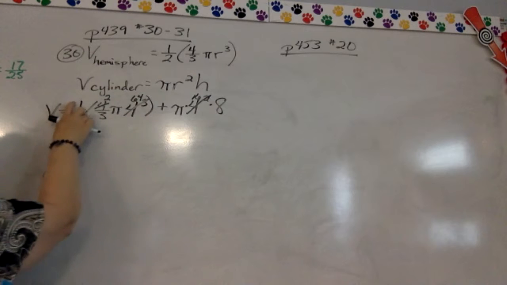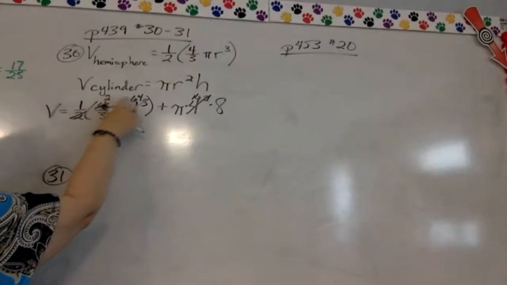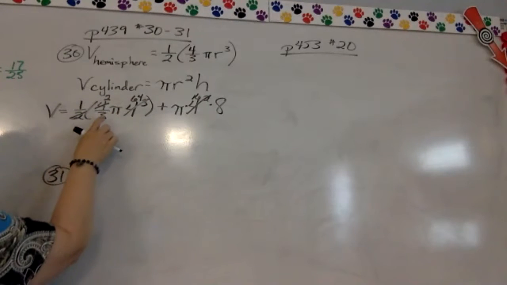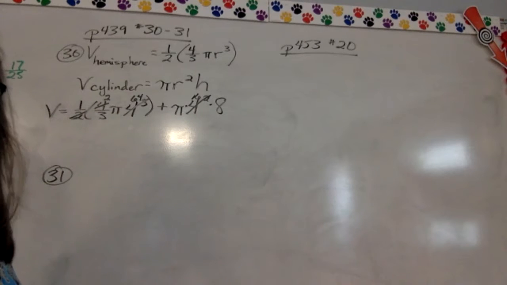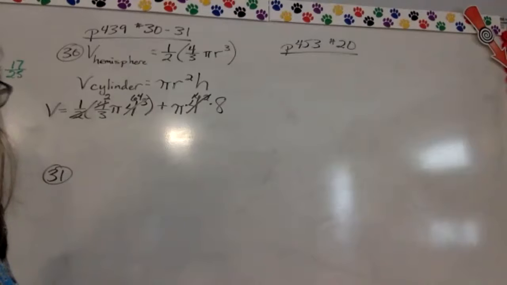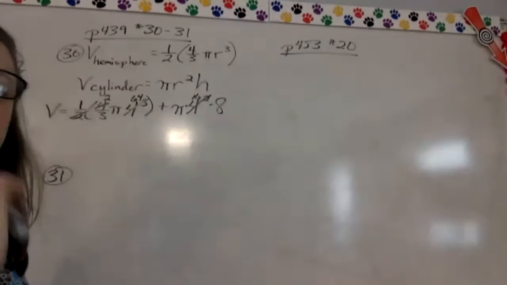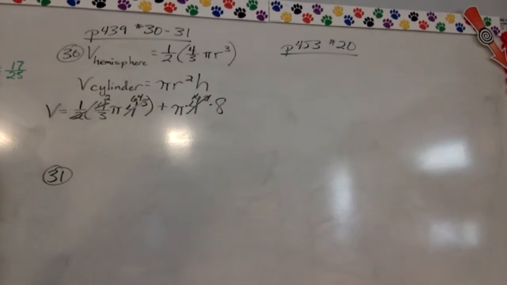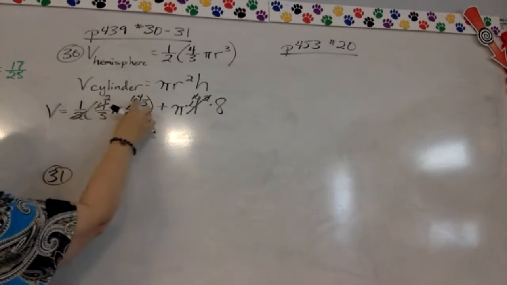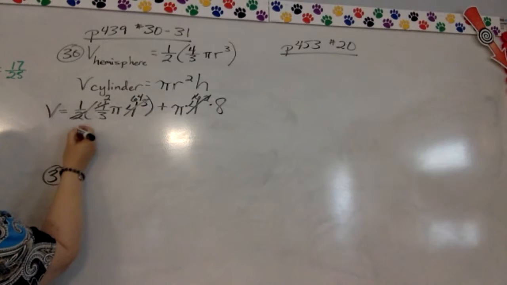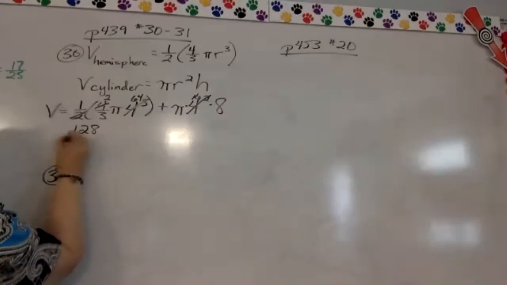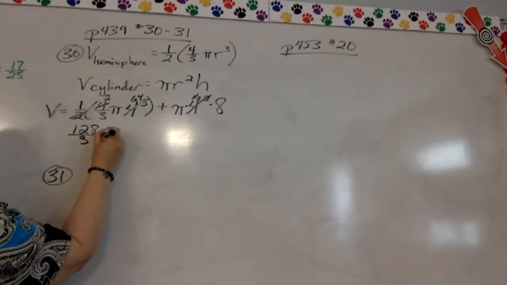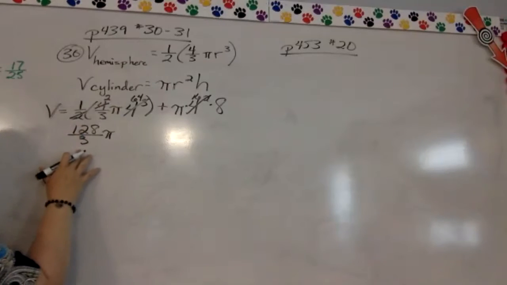So I have 1 times 2 times 64 on the top, and then I still have a 3 on the bottom. Is 3 going to go into 64? No. 3 doesn't go evenly into 64, so we'll still have a fraction. So I have 2 times 64, which is 128, over 3 pi. That's this part.